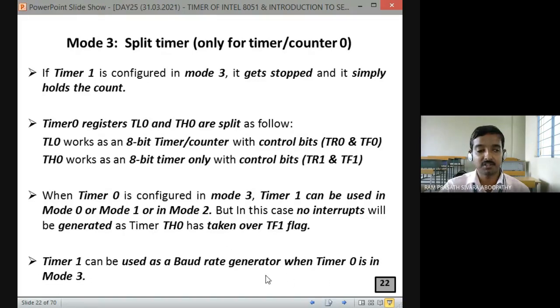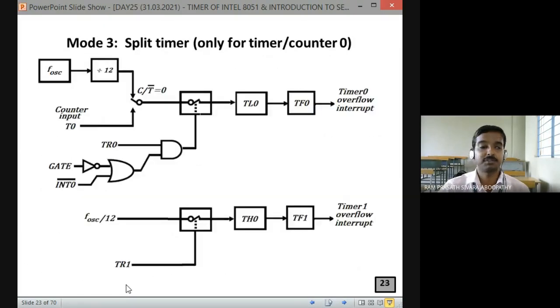Fine. So what can timer 1 be used for then? It can be used as a baud rate generator in mode 3. Timer 1 can be used as a baud rate generator when timer 0 is in mode 3. That's all, so use it only for that. Here you can see Fosc divided by 12, C/T bar 0, everything okay. If you observe, the counter input T0 goes directly here.